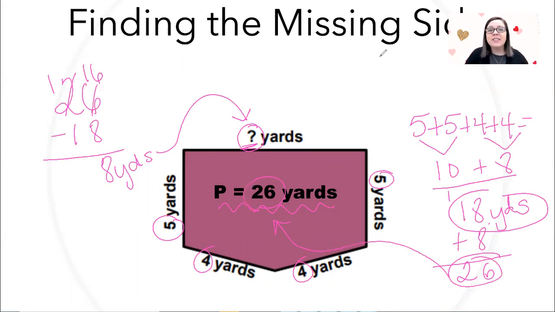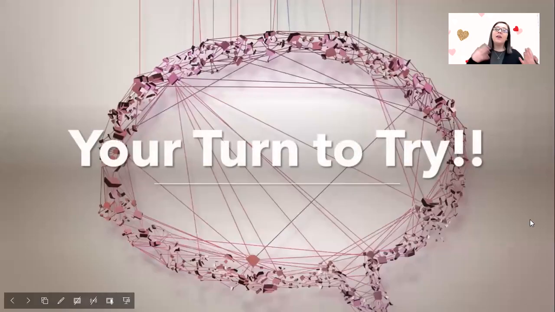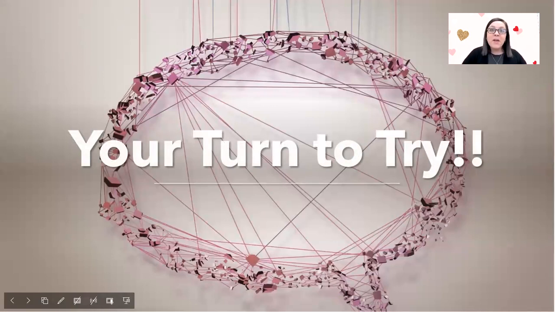Very good. So boys and girls, that is how we find the missing side when we're given either the area or the perimeter.